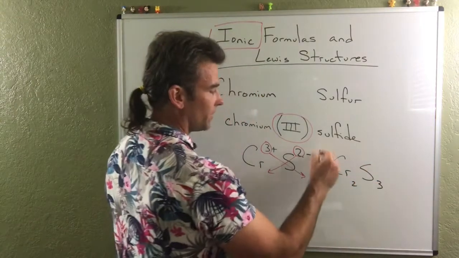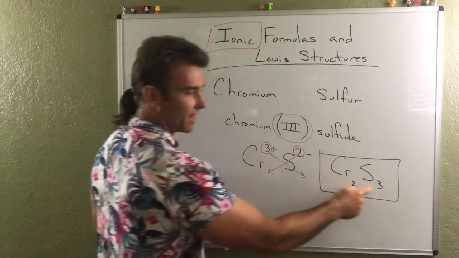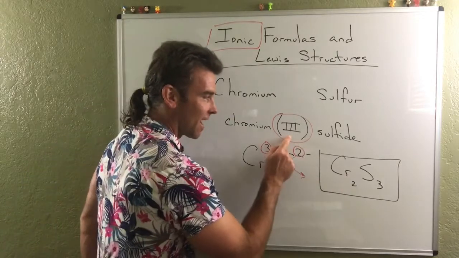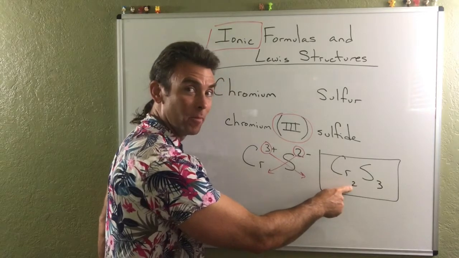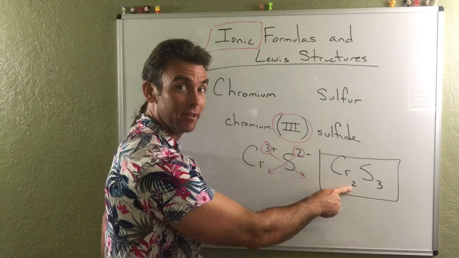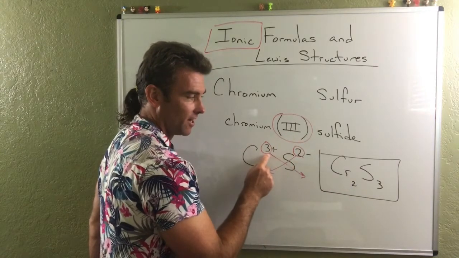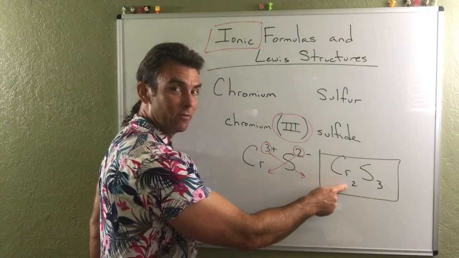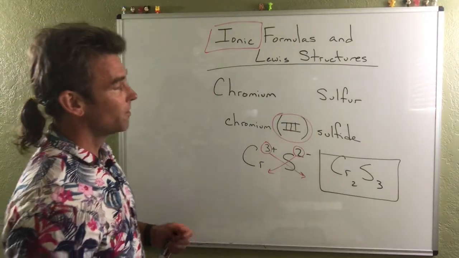So the formula for chromium 3 sulfide looks like this. One thing I want to note is that the Roman numeral 3 does not correspond to the number of chromiums. This is something you will all screw up quite often if you don't write it down somewhere. That corresponds to the charge, not to the number of chromiums. Really confusing. So that's our ionic formula.